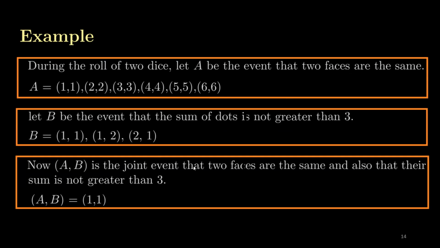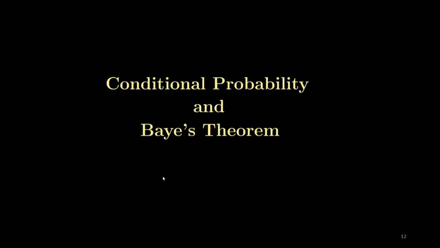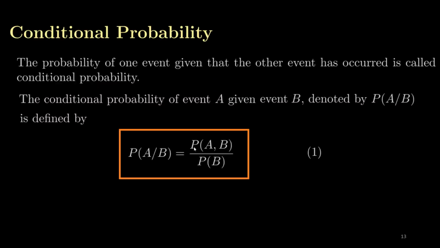Then the joint event of these two events A and B will be the event where the two faces are the same and also their sum is not greater than 3. So if I find the probability of this event, that probability will be called the probability of a joint event, that is probability of A comma B.